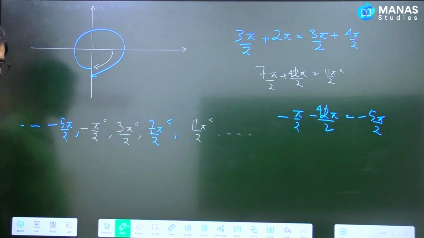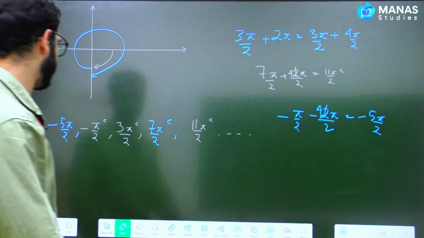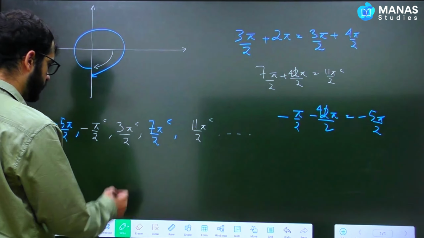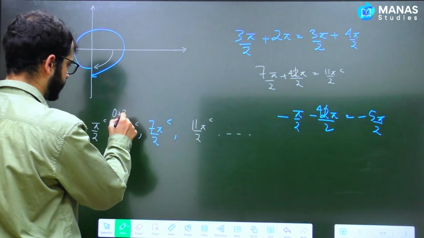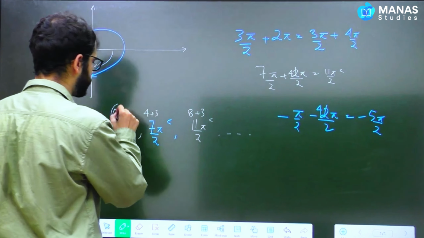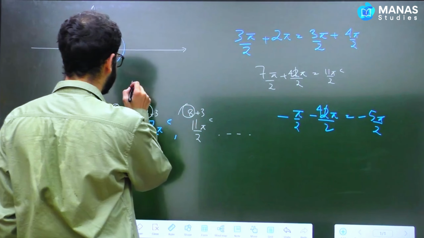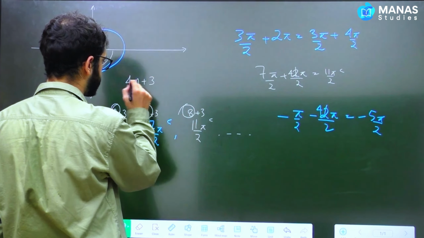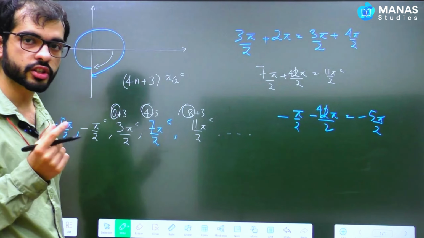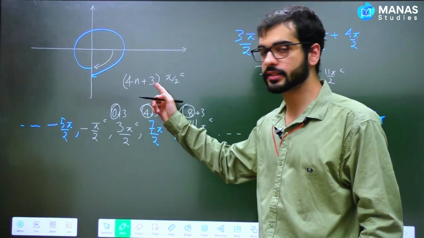What is the observation, if anyone would care to comment? Okay, let's see. The observation over here is that this is 0 plus 3. This is 4 plus 3. This is 8 plus 3. 0, 4 and 8, they are multiples of 4. So I can say the general term will be 4n plus 3 into pi by 2 radians. So the general term for angles referring to negative y-axis is going to be 4n plus 3 pi by 2 radians.